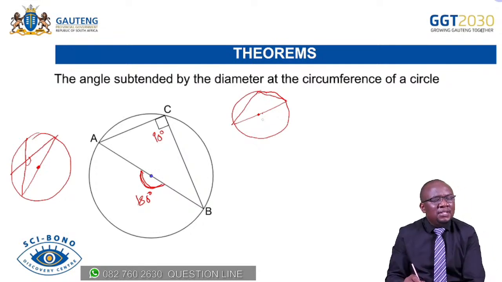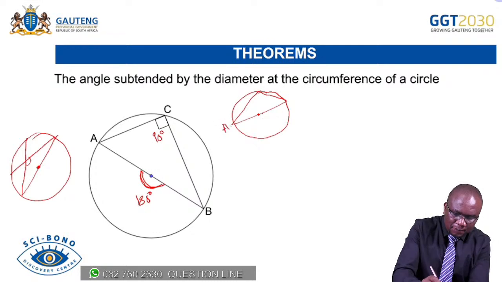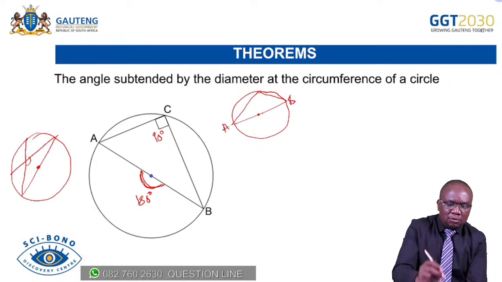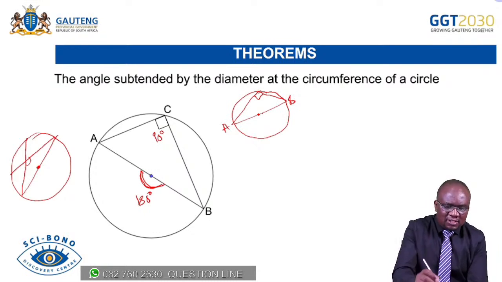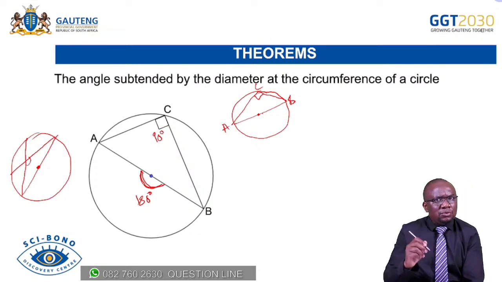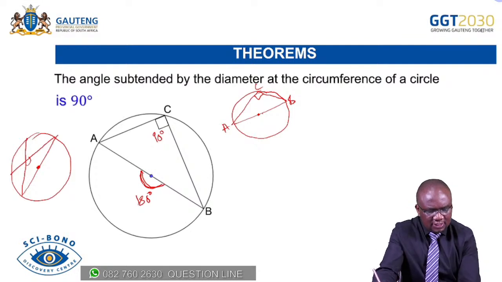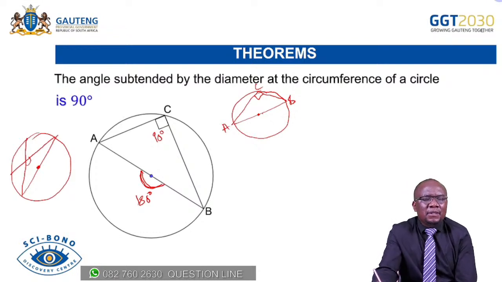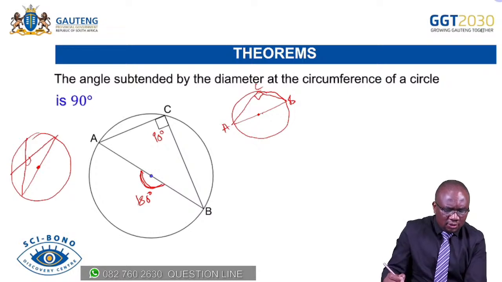In Euclidean geometry, never assume. You must be given information directly or indirectly. If you can prove that AB is diameter, then you can conclude that this one is 90 degrees. Or if you are given that AB is diameter, then you can say this angle C is 90 degrees. But do not assume. Okay? Do not assume. So the angle subtended by the diameter at the circumference of a circle is 90 degrees. Please don't forget that. You see a diameter, you see angle subtended by that diameter at the circumference. You have a mark for that. Okay? Please don't lose marks unnecessarily.